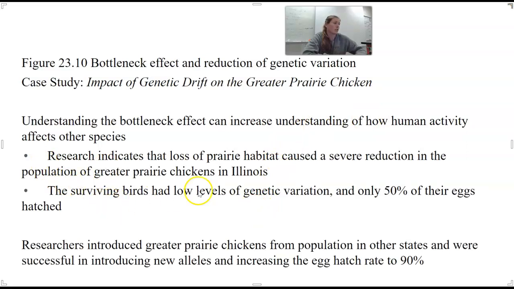And remember, the surviving birds had really low levels of genetic variation. Only 50% of their eggs were hatching, and so their population struggled to regrow. What they did to fix this, as they moved forward, is they actually introduced more prairie chickens to that population in Indiana to help with the success of the prairie chickens. And then they got the hatch rate to increase to 90% just because of introducing variability.